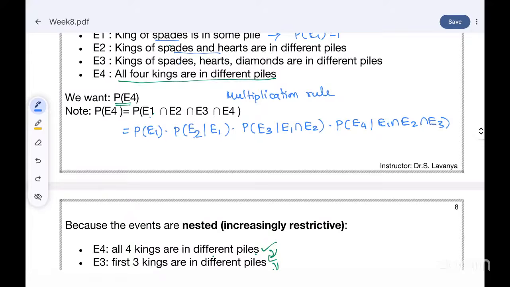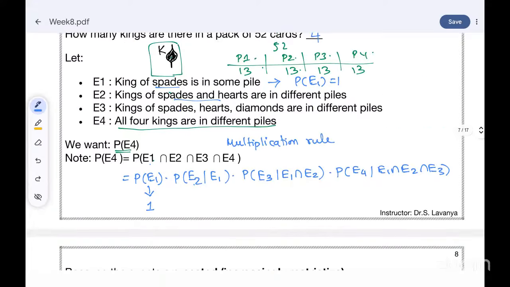Out of this, now we know that the first value is 1, right? Probability of E1 is 1. So the next thing we have to look at is probability of E2 given E1. E1 is anyway obviously true. Now we are going to see the probability of E2 given E1, that is, the king of spades and hearts are in different piles. So how to understand this? That the king of hearts and spades are in different piles.